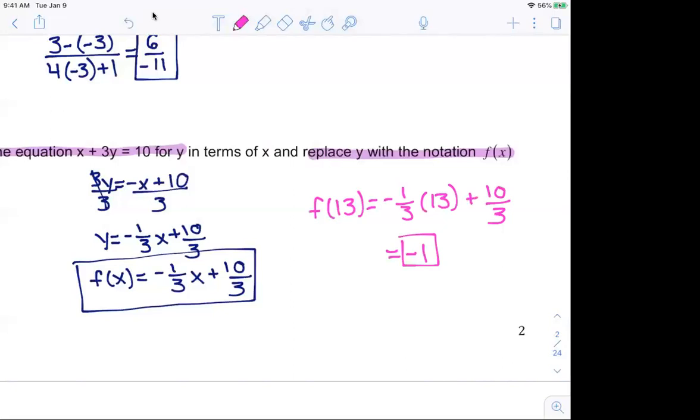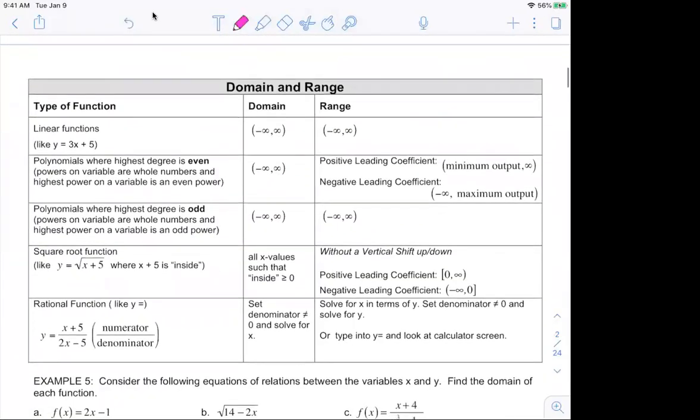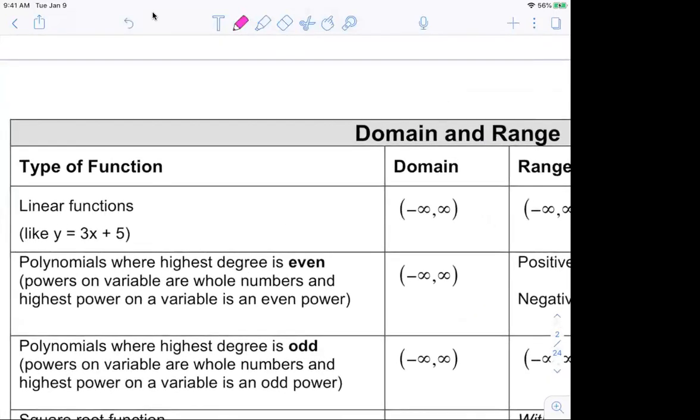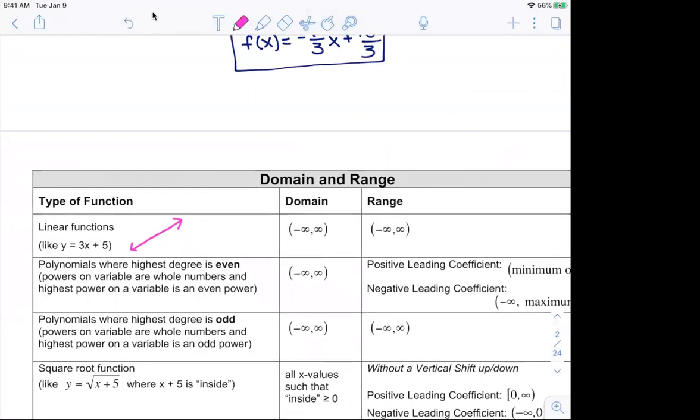All right, let's take a look at the last page for the notes here, a little bit more on domain and range. So you guys have been doing domain and range all through Algebra 2. We did it in the beginning and it carries through the entire year. Depending on the type of equation, the domain and the range changes. A linear function, a straight line, the domain and range for that is going to be -infinity to infinity for both because it goes all the way from the left to the right and all the way from the bottom to the top for the range.